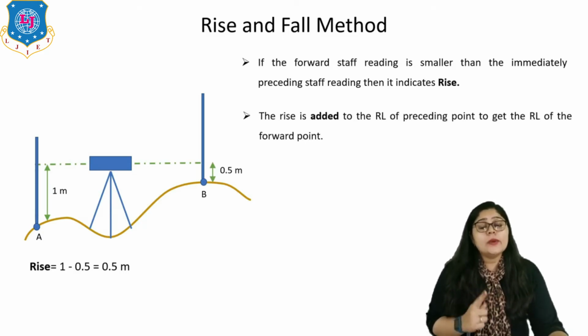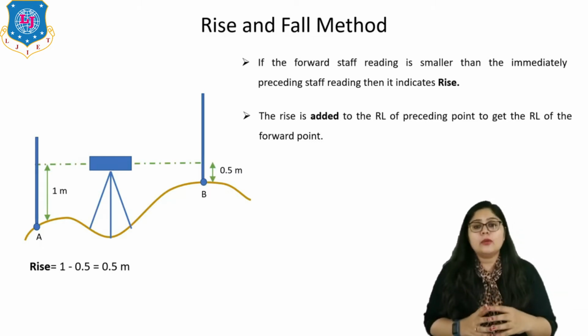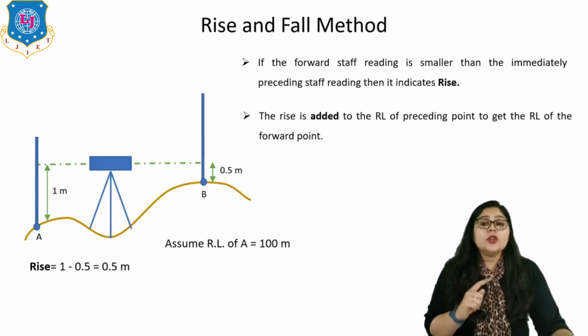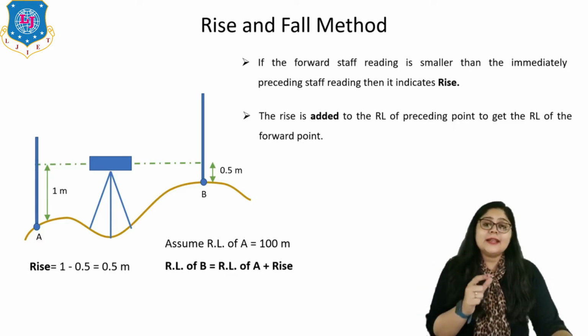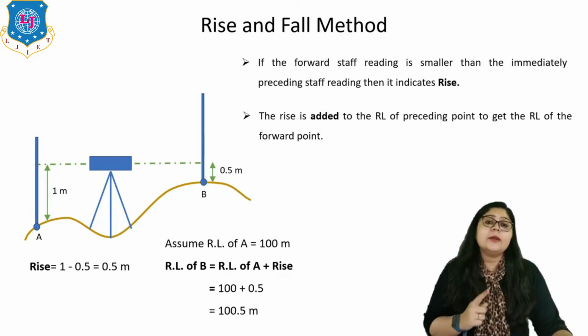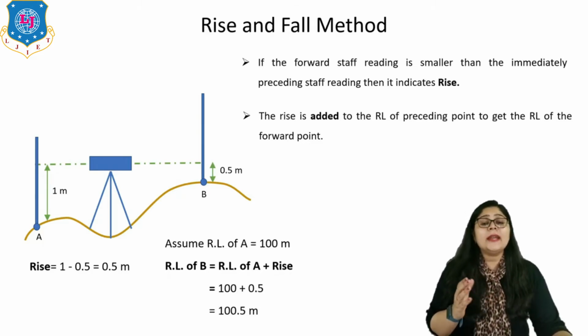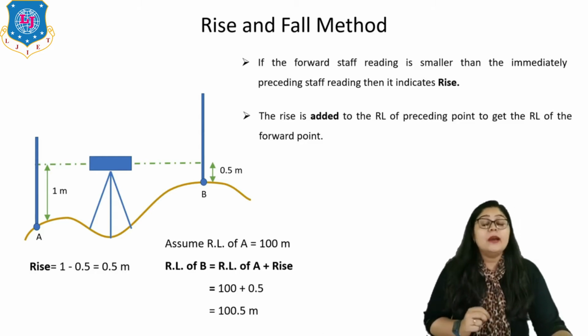Here the rise is always added to the RL of preceding point to get the RL of the forward point, right? That is the concept for rise and fall method. Now assume here the RL of point A is 100 meter. So if I want to calculate the RL of station B, so here as I said I have to simply add it, right? So I will get the answer as 100.5 meter. So this is the way or the procedure through which we can compare 2 points as well as we can calculate the RL of next point, right? For rise we have to simply add it.